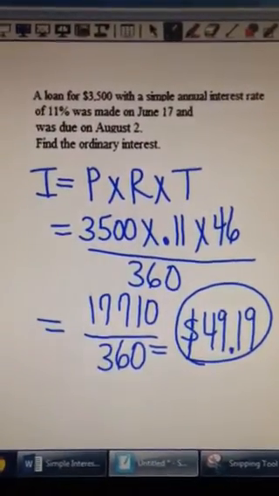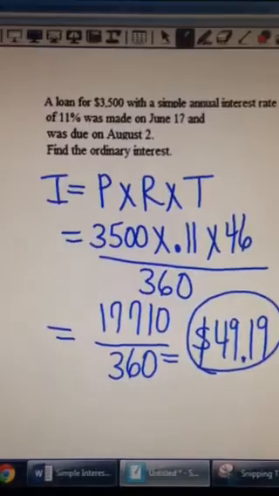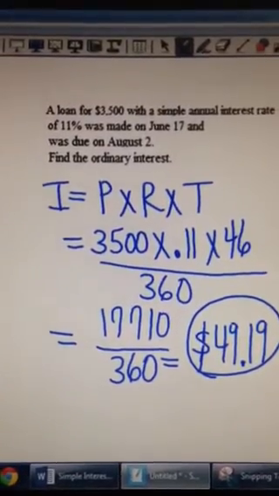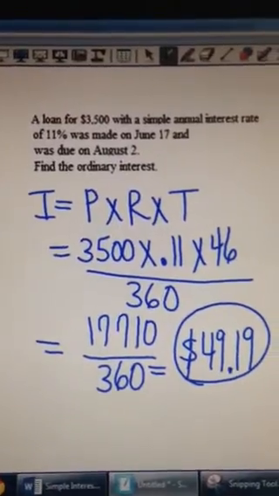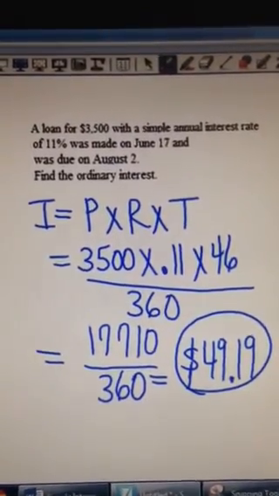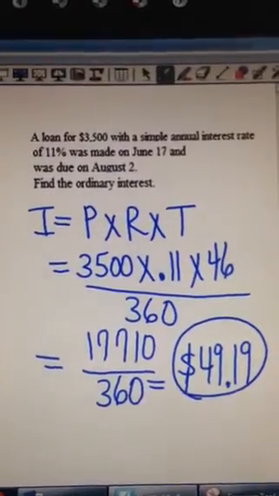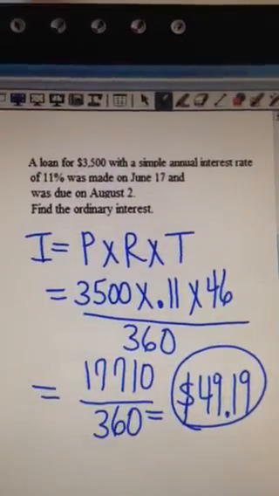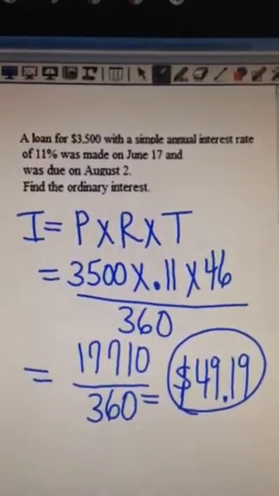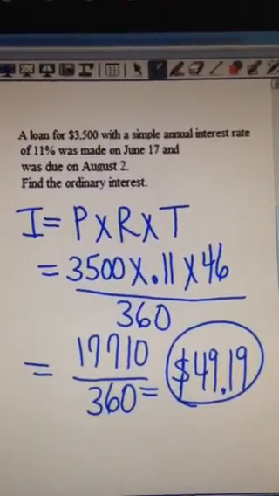So remember, for ordinary and exact interest, you have to divide by either 360 if it's ordinary or 365 if it's exact. And time is given in days. And for some of the problems, you may have to use the sequential number table to find the number of days.